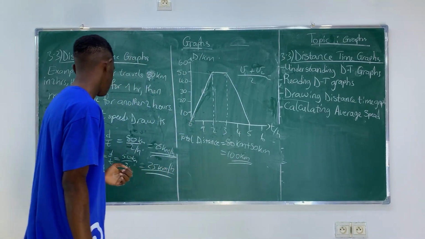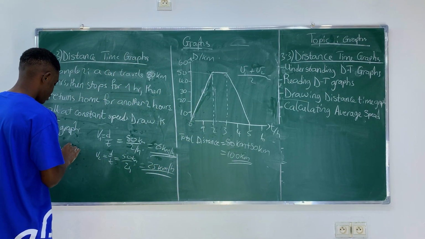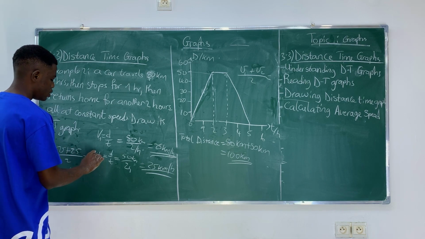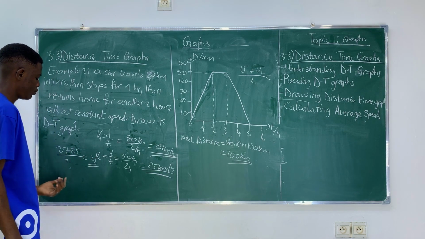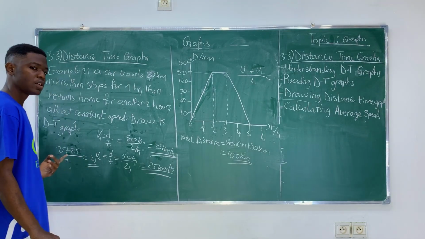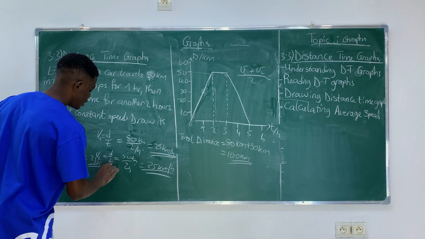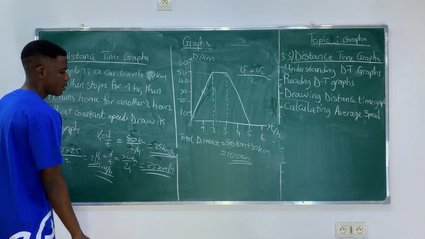What is it going to be? It's going to be 25 plus 25 over 2. 25 plus 25 is 50, divided by 2 is 25. Never forget your unit, kilometer per hour.